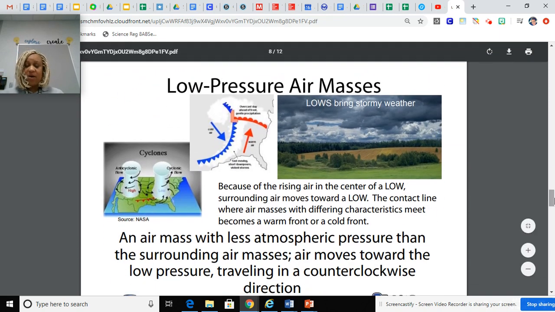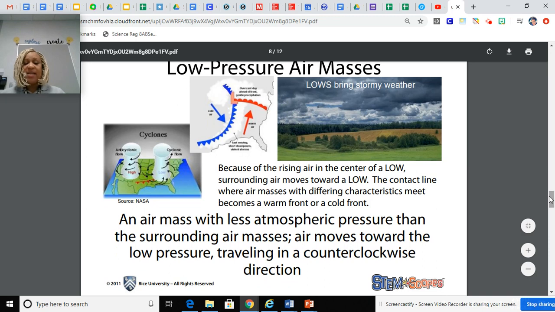Low pressure, that's your L, low pressure air masses. These are going to be those air masses that bring on those stormy weather days, right? Those dark, gloomy clouds. You might even have cyclones and tornadoes and thunderstorms and what have you. Because of the rising air in the center of a low, surrounding air moves toward the low. The contact line where air masses with different characteristics meet becomes a warm front or a cold front. And you'll understand these symbols here. Notice the red symbol is your warm front, and the blue symbol is your cold front.